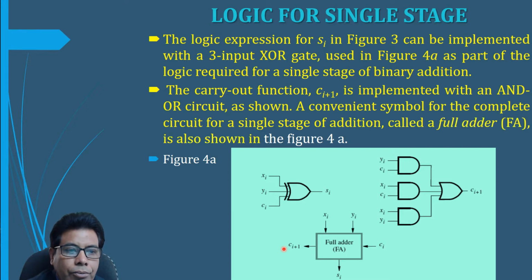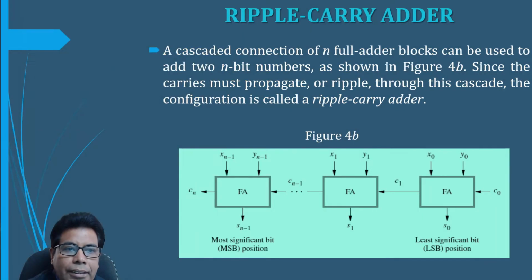So a convenient symbol we have shown for the full adder. Now let us go to the ripple carry adder. So here we are doing the cascaded connection for n full adder blocks that can add 2 n bit numbers. You can see here the least significant position is the full adder, represented with x0, y0, and the output is s0. c0 is the input carry.